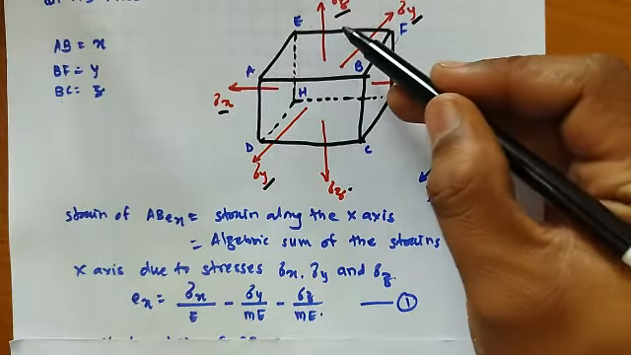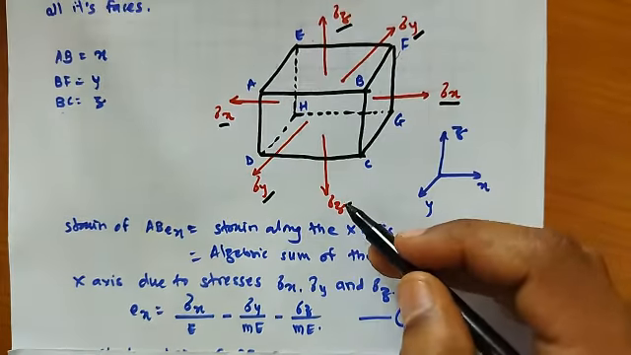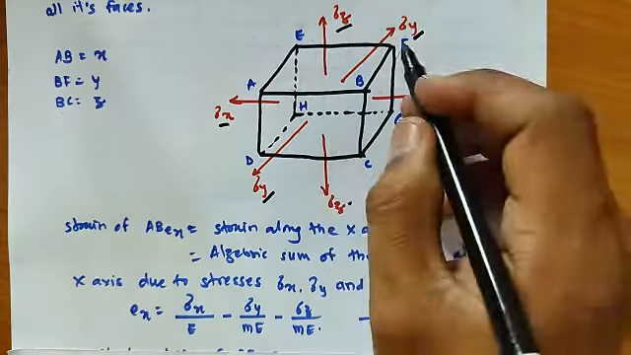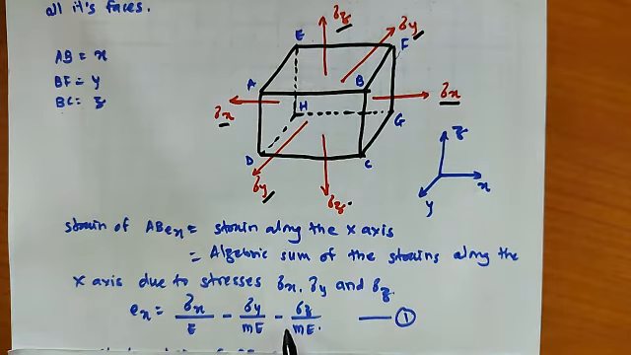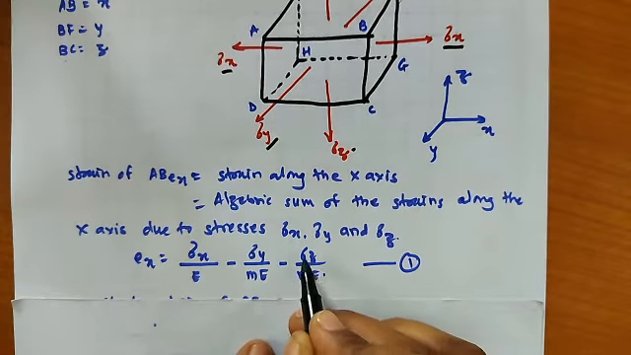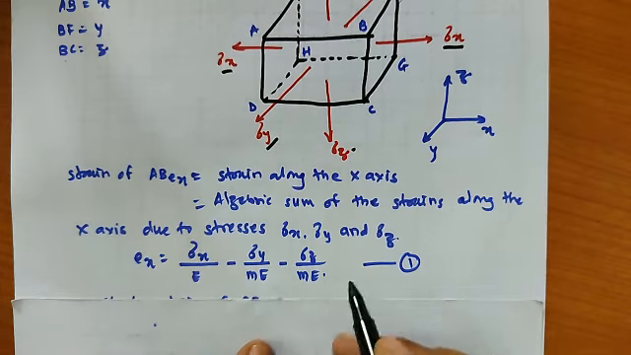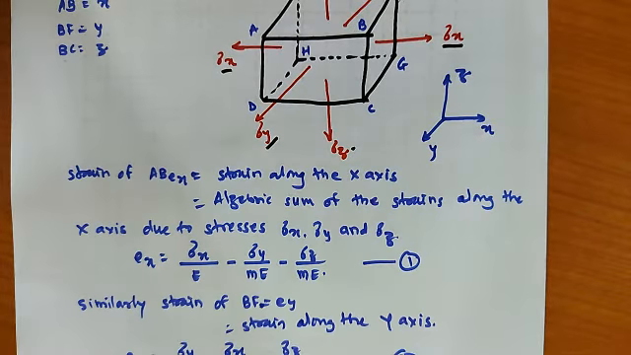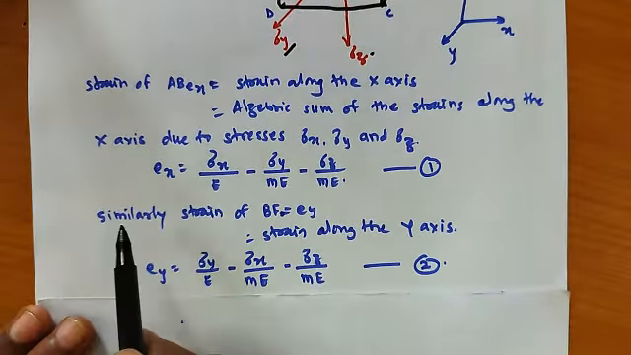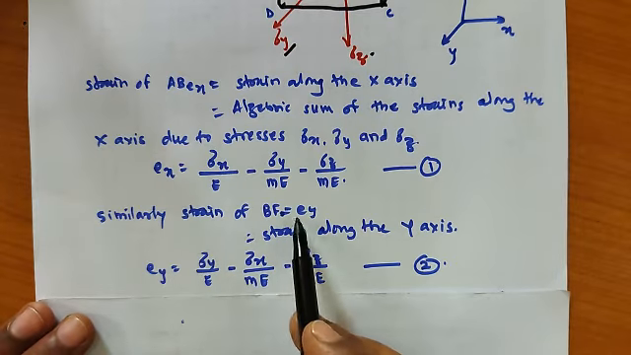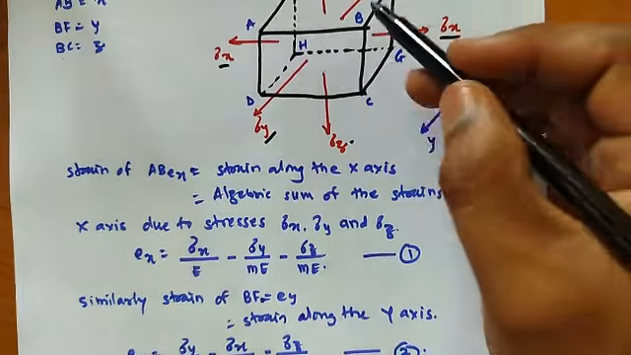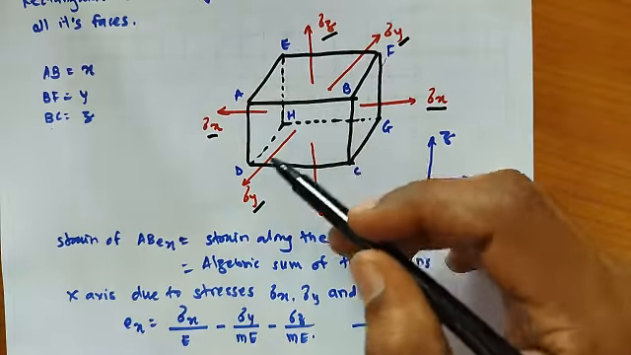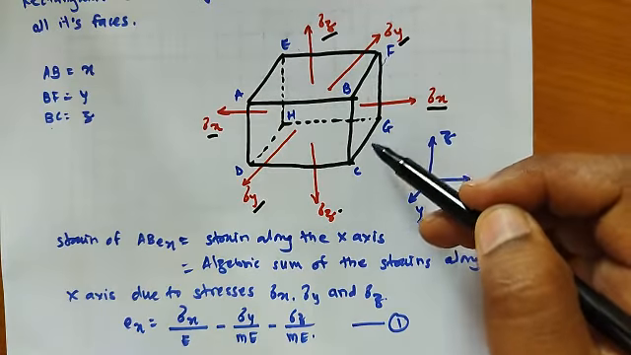Similarly, if you consider sigma z, the stress in z direction, then when we apply the stress in z direction, this AB distance or EF distance will be reduced. That is, compressive stress will be developed, and this is minus sigma z by mE. So this is the strain available in the x direction. Now next, similarly, we will see the strain of BF, which is equal to e of y. The BF distance of the rectangular block, where BF is equal to AE is equal to DH is equal to GC.